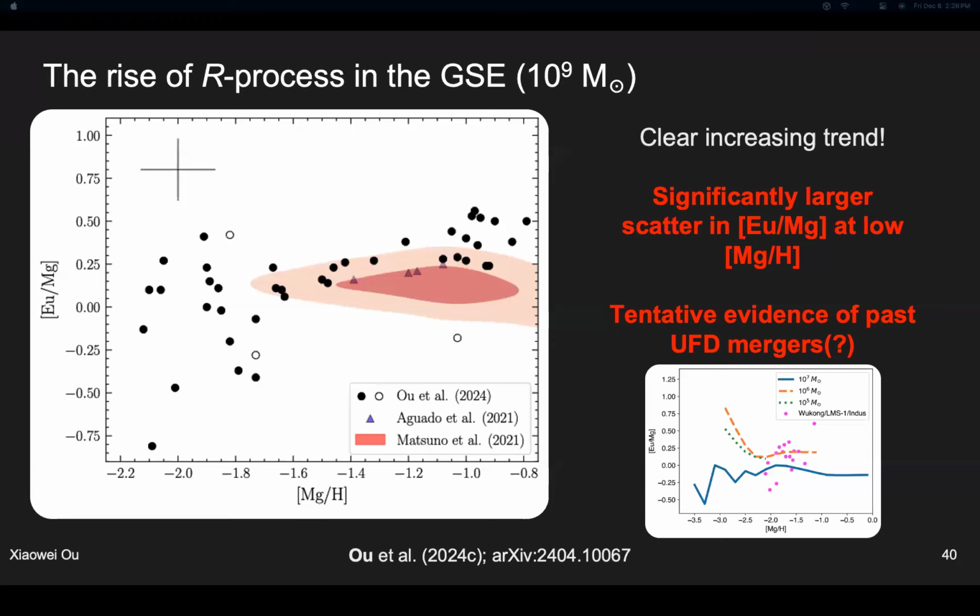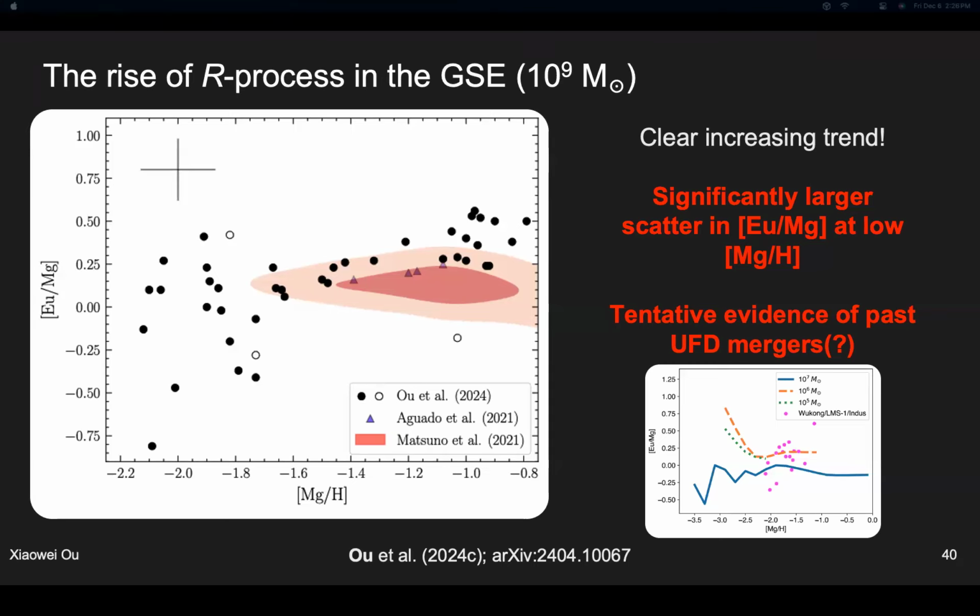Now, we could interpret this as just some intrinsic scatter in the yield of neutron star mergers. But there's also a possibility that if we keep pushing down towards lower metallicity, we will see a bifurcation of the distribution, where most stars go even lower in europium over magnesium. Namely, these are all the stars that formed in situ in GSE. And then there are maybe a few stars that formed in some UFD that merged into GSE at early times, and then everything fell into the Milky Way together.